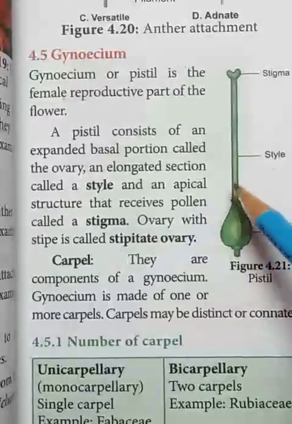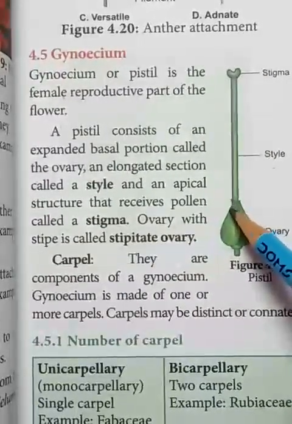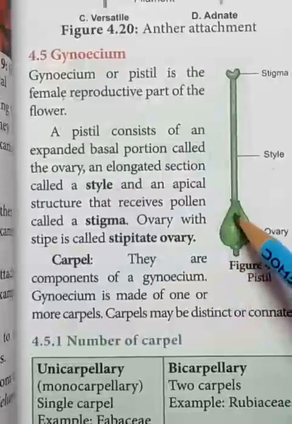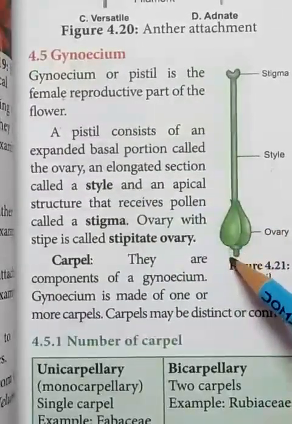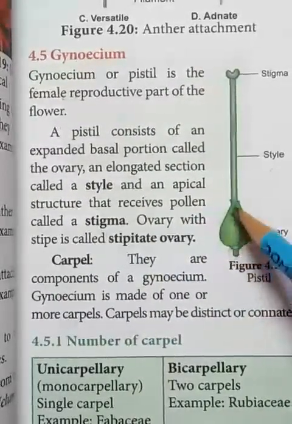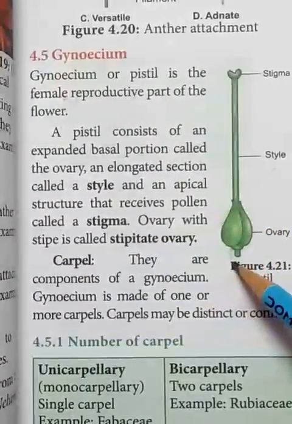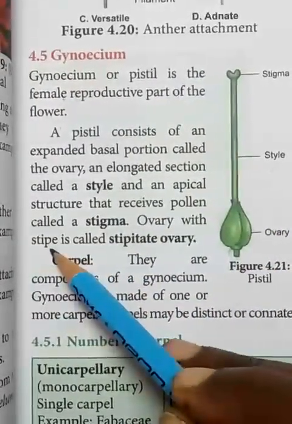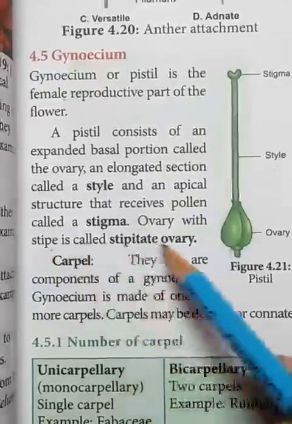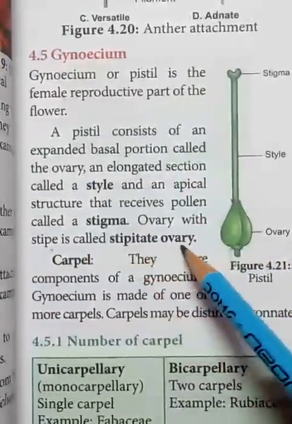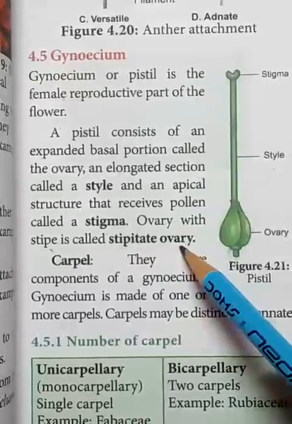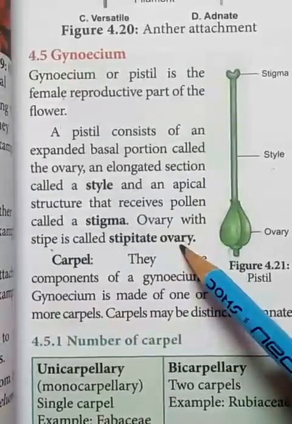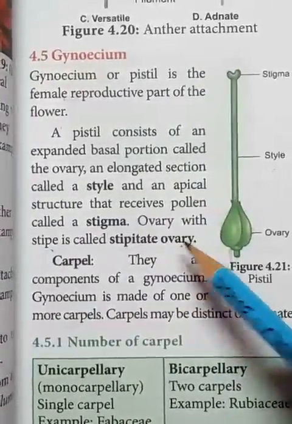In some plants, or in some families of plants, we can find that below the ovary there is meristematic tissue present. Below the ovary, meristematic tissue will be present. That is called the stipe. So if the stipe is present, that ovary is said to be a stipitate ovary.